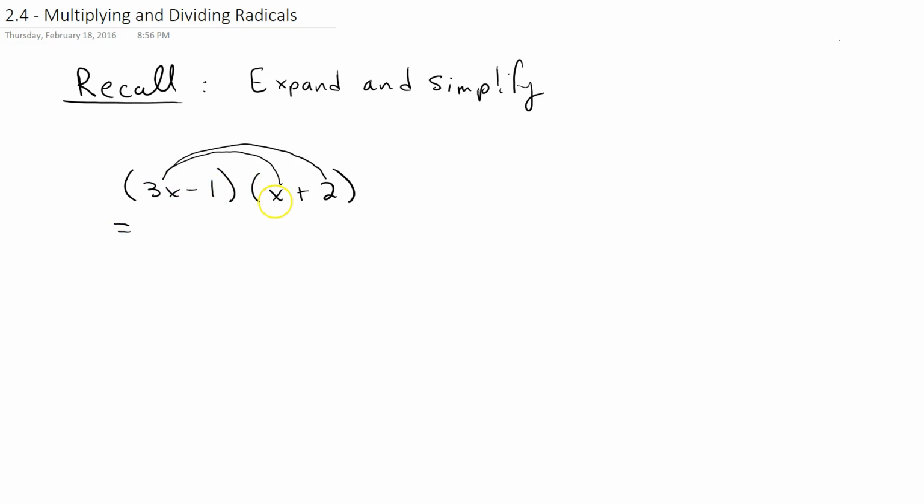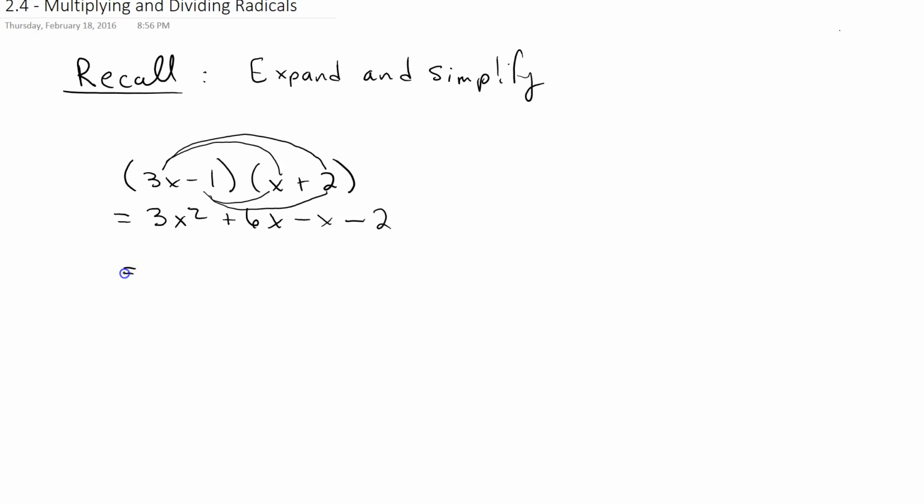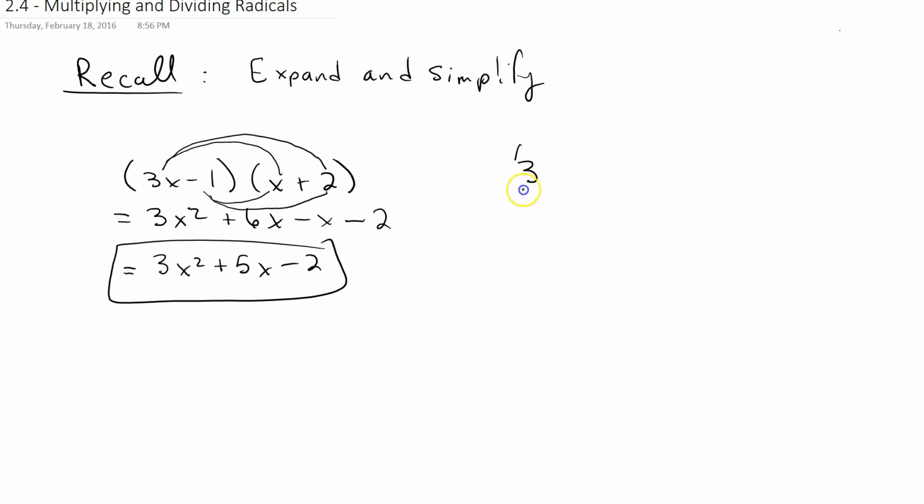So 3x times x is 3x squared. 3x times 2 is 6x. Now we need to distribute this 1, and don't forget the negative. Negative 1 times x is minus x. Negative 1 times positive 2 is negative 2. So we're going to simplify that. It's just going to be 3x squared plus 5x minus 2. Bingo, bango, done.